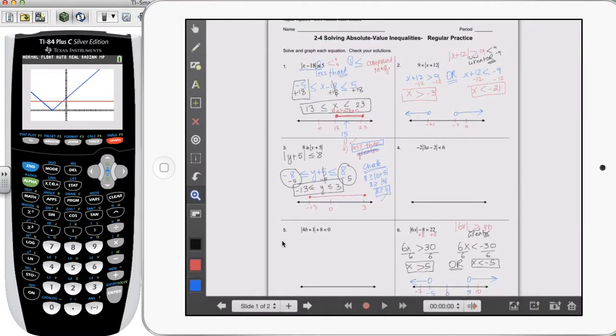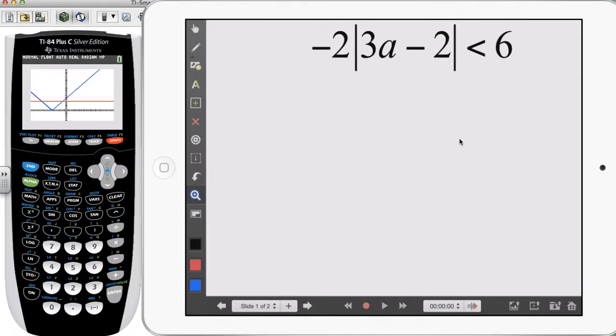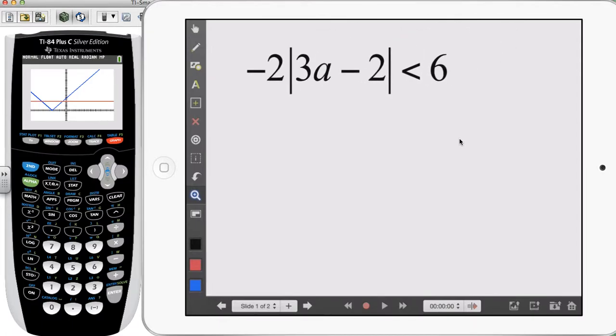Now what I'm going to do is number 4 and 5 as well. So let's try number 4. First of all, you need to isolate your absolute value, so you have to divide by negative 2. When you divide by a negative number, what happens to the inequality? It's going to shift, and 6 divided by negative 2 is then negative 3.